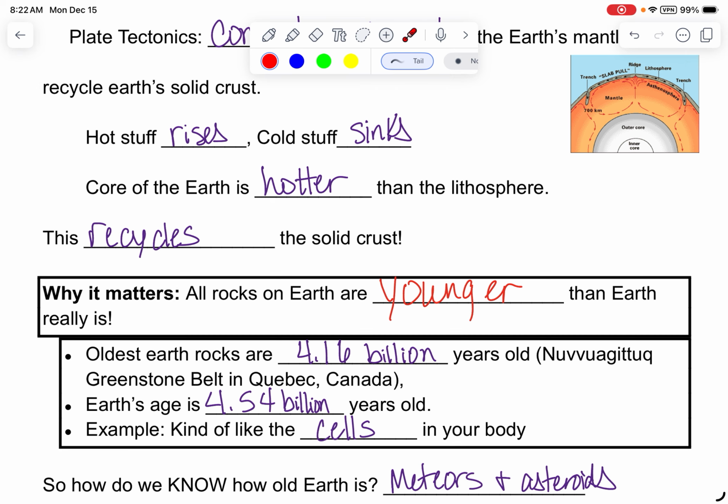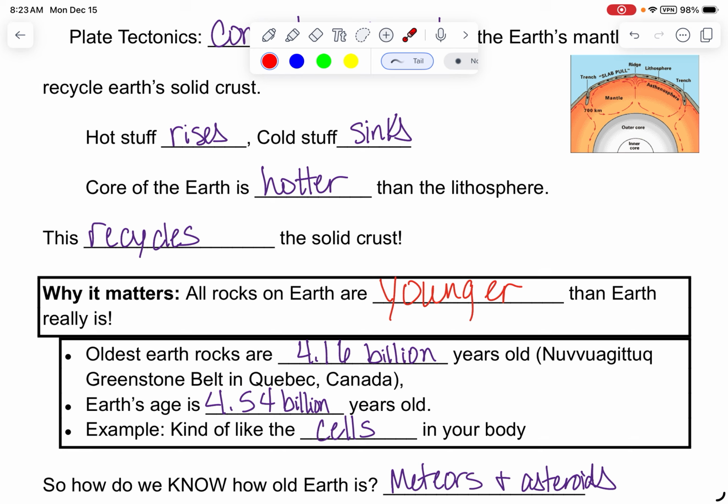And so our oldest Earth rocks are only 4.16 billion years old. And we looked at a map in lab last week that showed up in northern Canada how the oldest rocks on our continent were up there. And that is really the oldest rocks on our entire planet. But Earth's age, if you look that up, it's usually around 4.5 billion years old. It's 4.54 billion years old. So how do we know that it's older than our actual rocks?